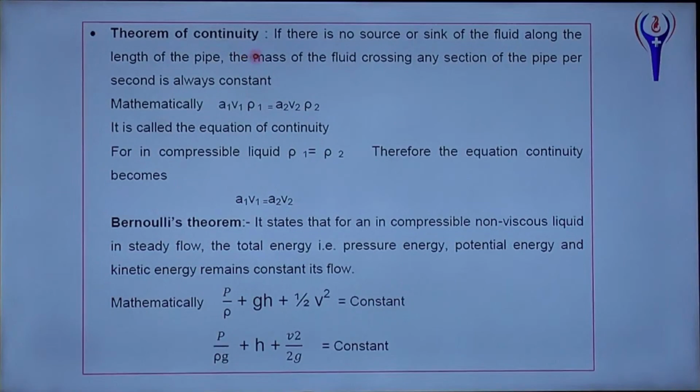Okay. Theorem of continuity. If there is no source or sink of the fluid along the length of the pipe, the mass of the fluid crossing any section of the pipe per second is always constant. That is A1 V1 rho 1 equal to A2 V2 rho 2. This is called the equation of continuity. For incompressible liquid, rho 1 equal to rho 2, density will be the same. Then the equation of continuity is A1 V1 equal to A2 V2.